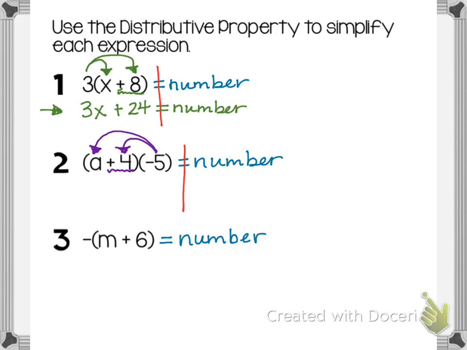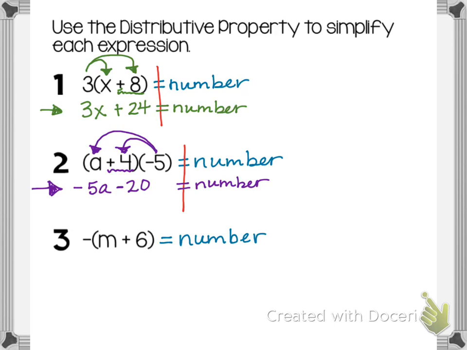Negative 5 times a is negative 5a. Negative 5 times a positive 4 is a negative 20. And that equals whatever my number is. Okay? But remember, I've made it a two-step equation, so now I can solve for a, whatever my variable is.